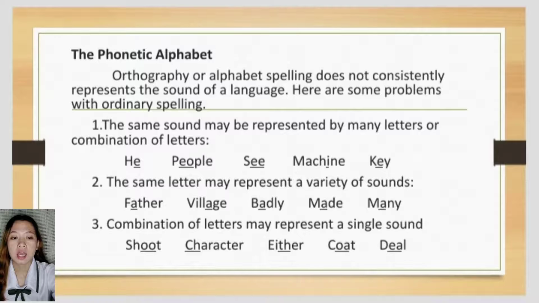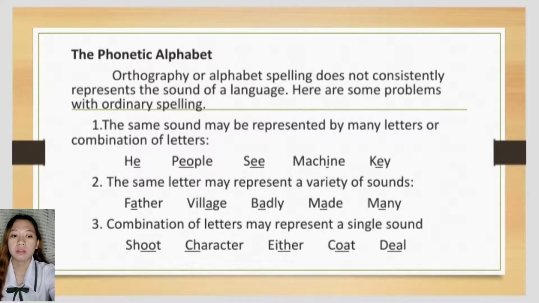Number 1. The same sound may be represented by many letters or combinations of letters. For example, he, people, see, machine, key. They have the same sound for the letter E that is represented by a combination of many letters. Number 2. The same letter may represent a variety of sounds. Example, father, maid, village, many, badly. They have the same letter A that represents a variety of sounds.